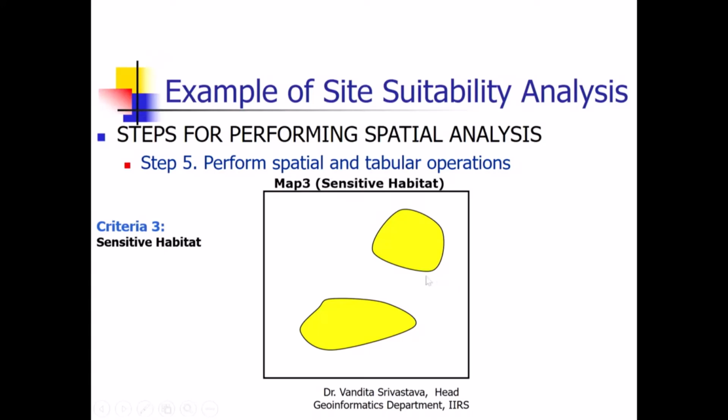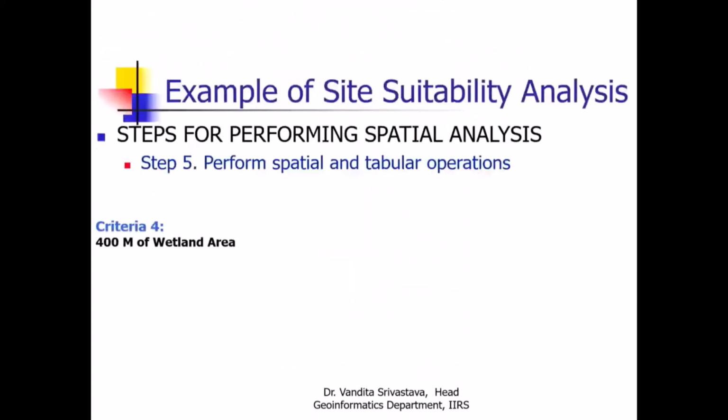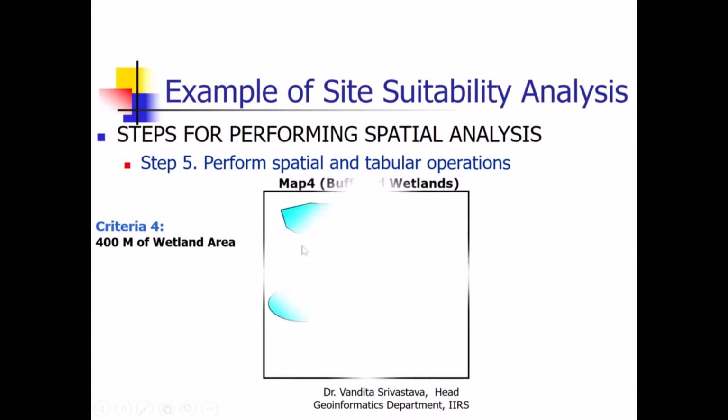If I carry out integrated modeling in GIS, I am going to show you physically how it is going to look, but what operations have to be performed to get that we will discuss in the later part. Then one more criterion was about the wetlands. We said that within 400 meters of wetlands we will not log. So we will have to create a buffer of 400 meters. Let us say that we have created this buffer and it is like this. This is my buffered wetland map. These areas also have to be removed from my study area.